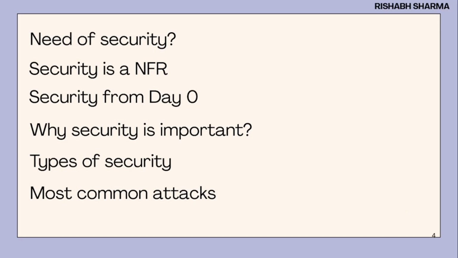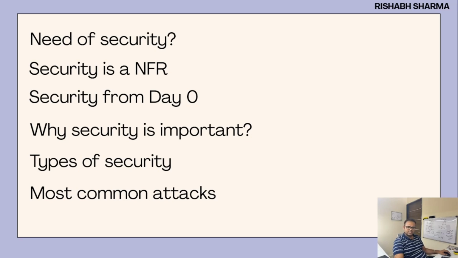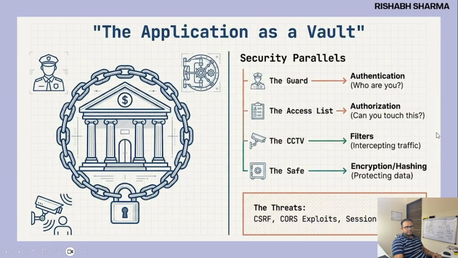Next are the types of security: authentication, authorization, data security, transport layer. We will see this later on. Some of the most common attacks in the market are SQL injection, XSS, CSRF, JWT tampering, and session fixation. We will deal with all these common attacks, and we will learn how to secure our application from them. Next, let me just move to our next slide.